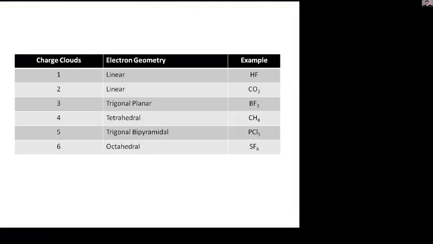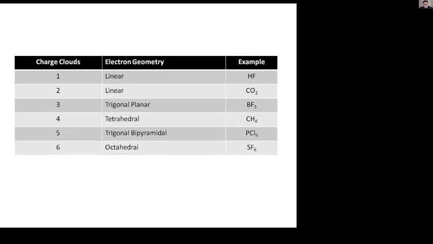Okay, these are the base shapes. These are the 6 base shapes. Two of them are really trivial, right? So you have 2 linear shapes. We have trigonal planar, tetrahedral, trigonal bipyramidal, and octahedral. And this is the sequence of having 1 to 6 cloud charges.